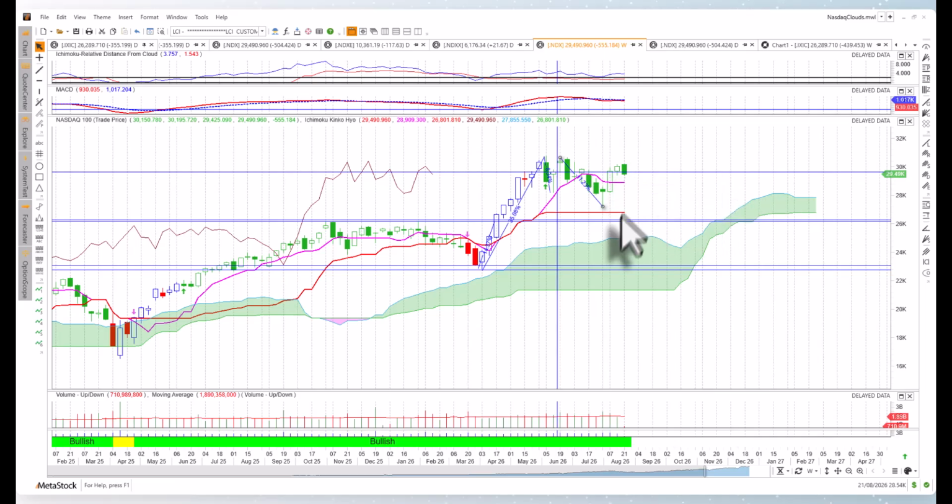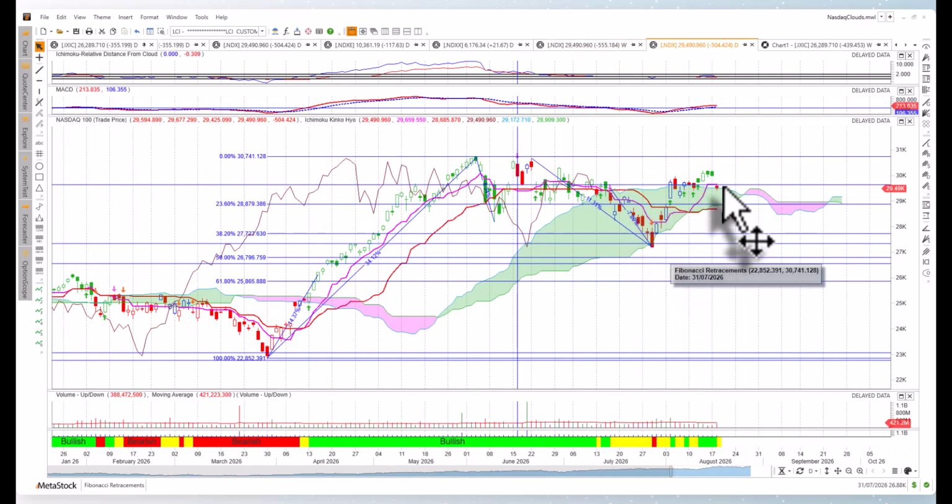So these are the downside risk targets on the weekly if we start trading below the Ichimoku Cloud on a daily basis. So watch out. So we've got our line in the sand. These are potential rebound zones, so keep a close eye on the price interaction there.